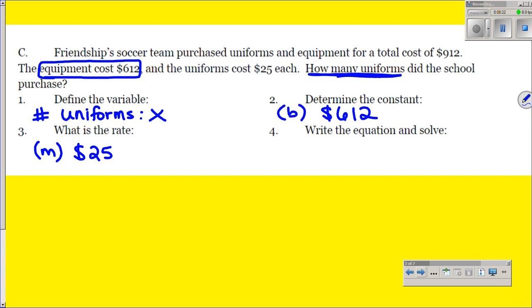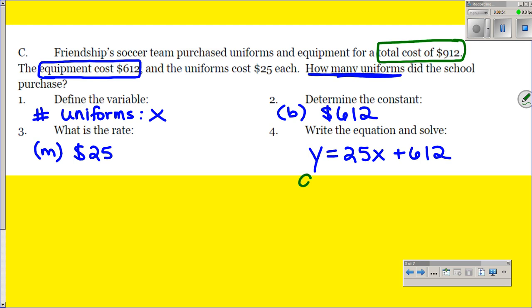We now can form the equation y equals $25 per uniform plus the $612 for the equipment. Now go back to the beginning of the problem. They tell us the total cost. The total cost for this purchase was $912. Remember, the total cost is going to be where we substitute the number in for y. X is the number of uniforms, y is the cost. So where we see the variable y, we're going to substitute 912 equals 25x plus $612. Now we have our equation.